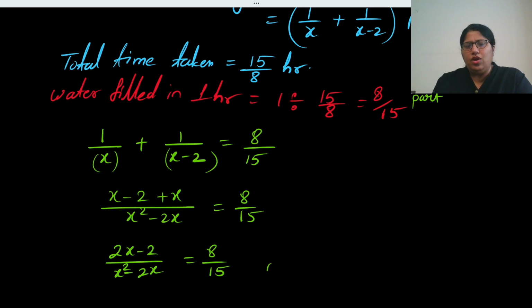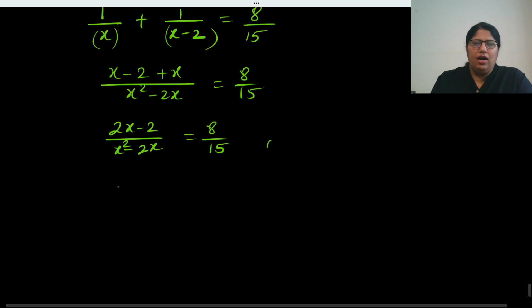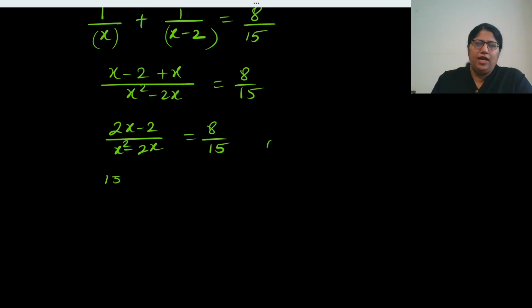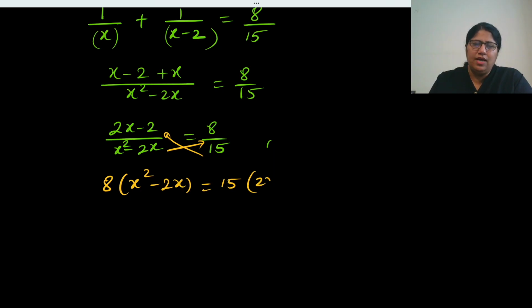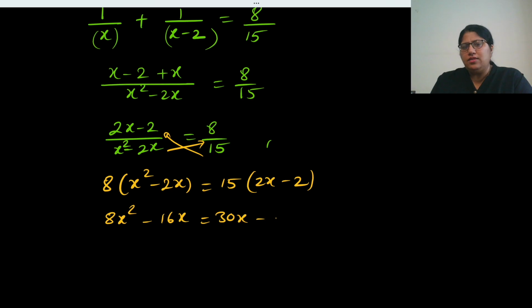Then you can do cross multiplication here. How can we do it here? 15 times 2x minus 2, or I can write down, because I need x squared terms on the LHS, 8 times x square minus 2x equals 15 times 2x minus 2, because it's an equation I can just rearrange, I'm not doing transposition. So 8x square minus 16x equals 30x minus 30.